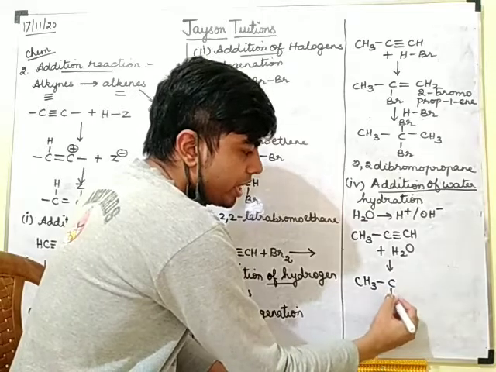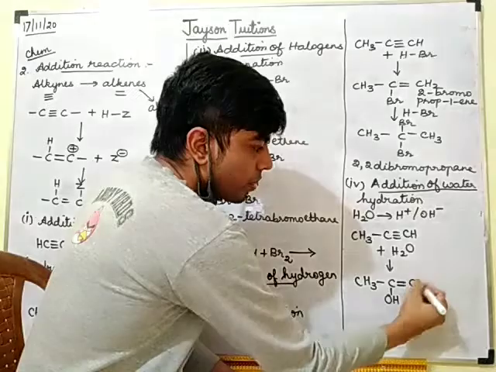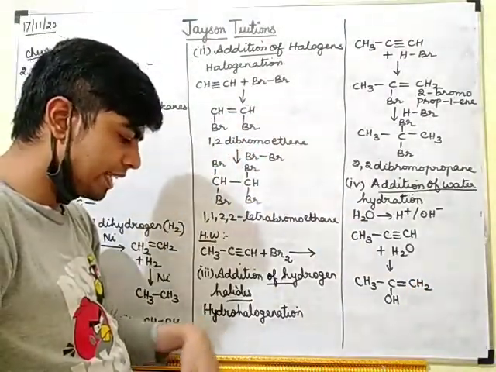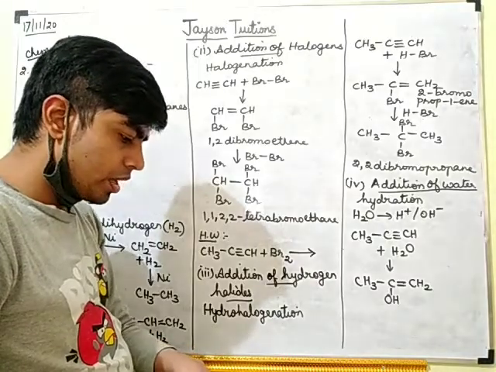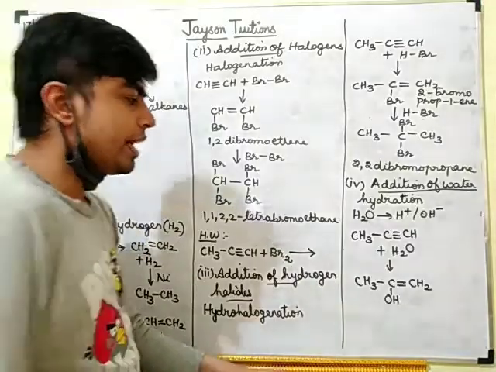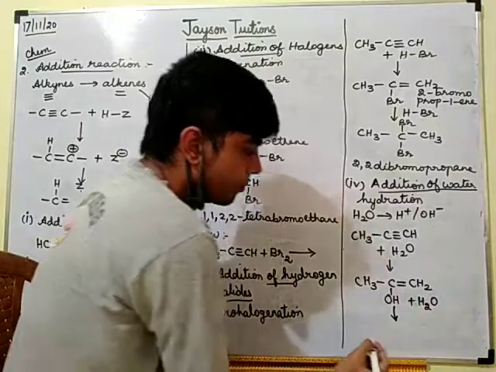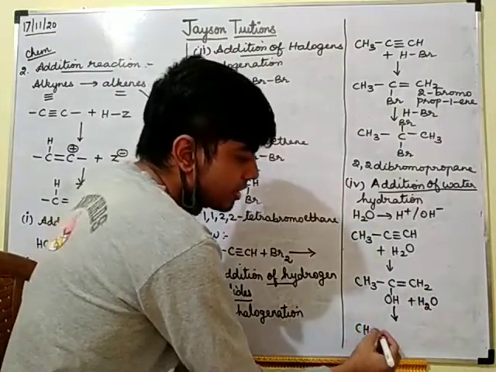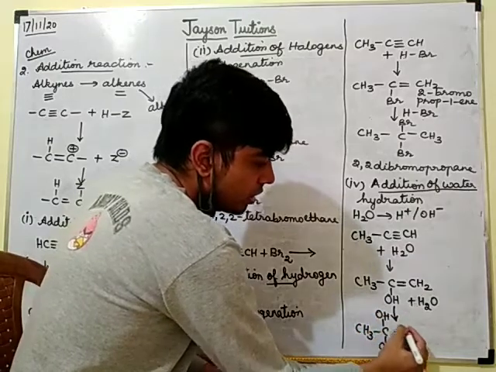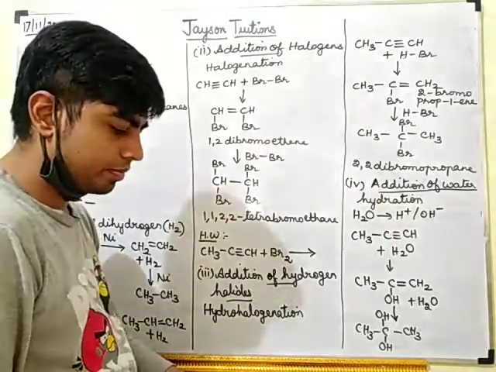CH3C OH will be added here. Okay, and I will get double bond CH2. I will be getting like this, right? Next, if I add one more H2O to this, what will I get? I will get CH3C OH OH single bond CH3. I will be getting like this.